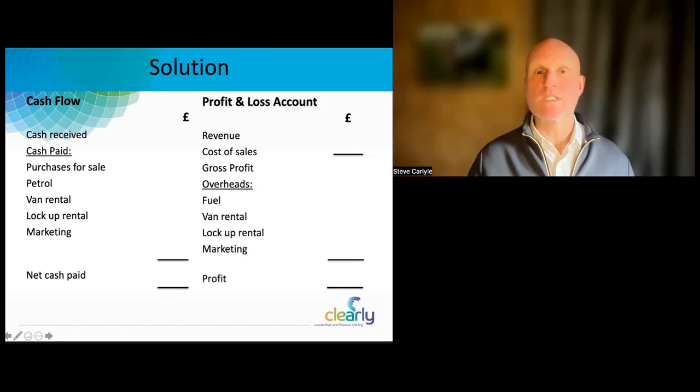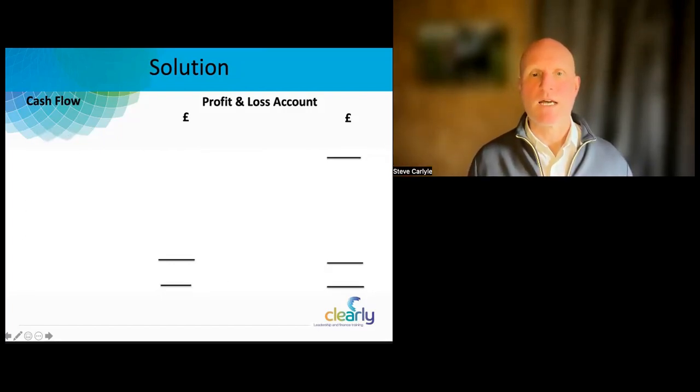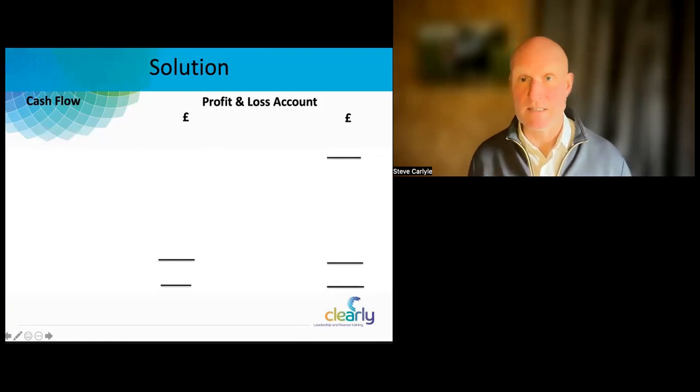Okay. And once we take the income less the direct costs, get the gross profit, and then we deduct from that gross profit all of those overheads, then we get the profit, or we could also refer to that as the operating profit of the business. And he is actually making a profit in this example.